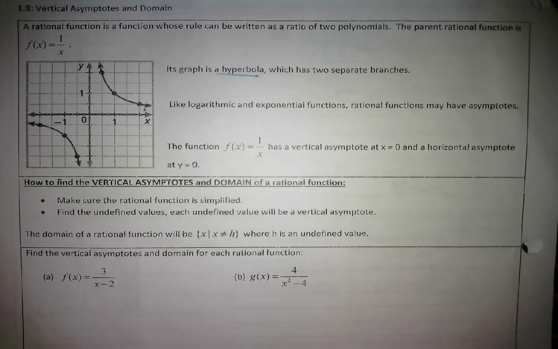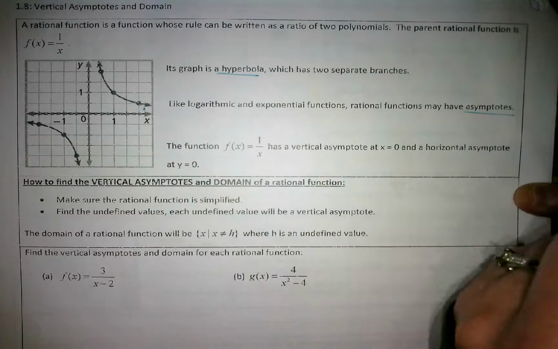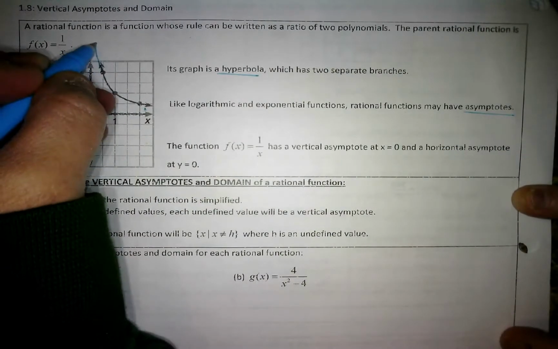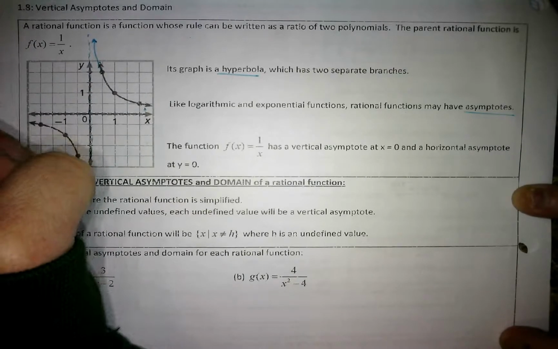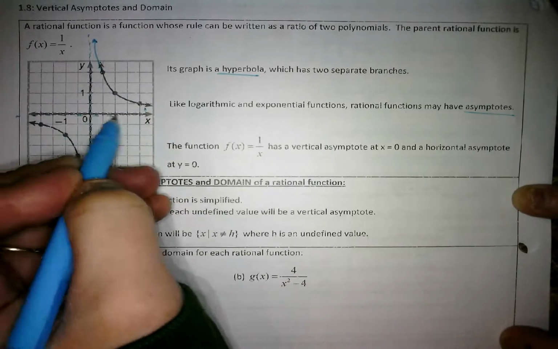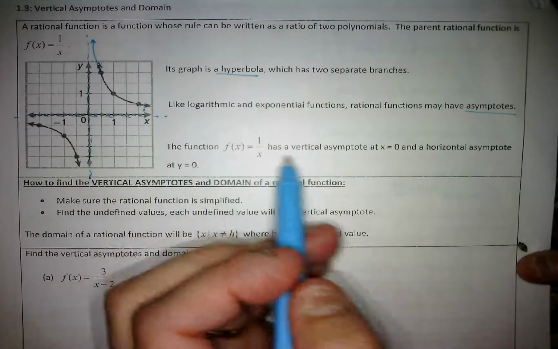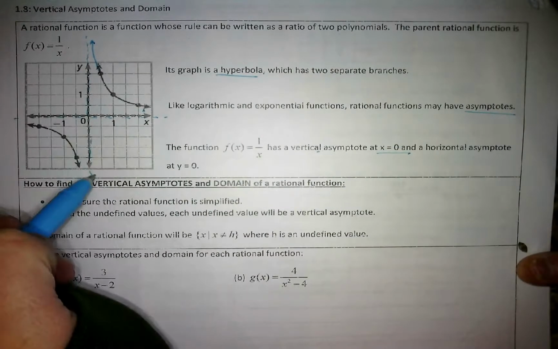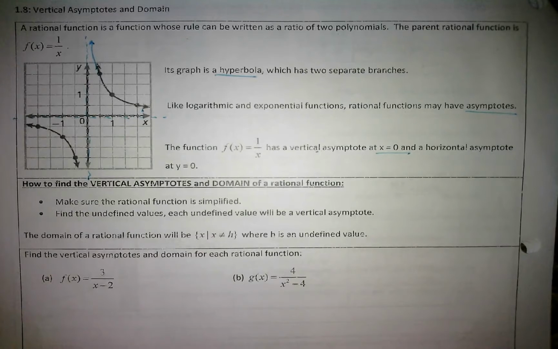Like logarithmic and exponential functions, rational functions may have asymptotes. Remember that an asymptote is a line that the graph gets closer and closer to, but never actually touches. Here's one of our asymptotes, and there's another. So this function has a vertical asymptote at x equals 0, this vertical one, and it has a horizontal one here.